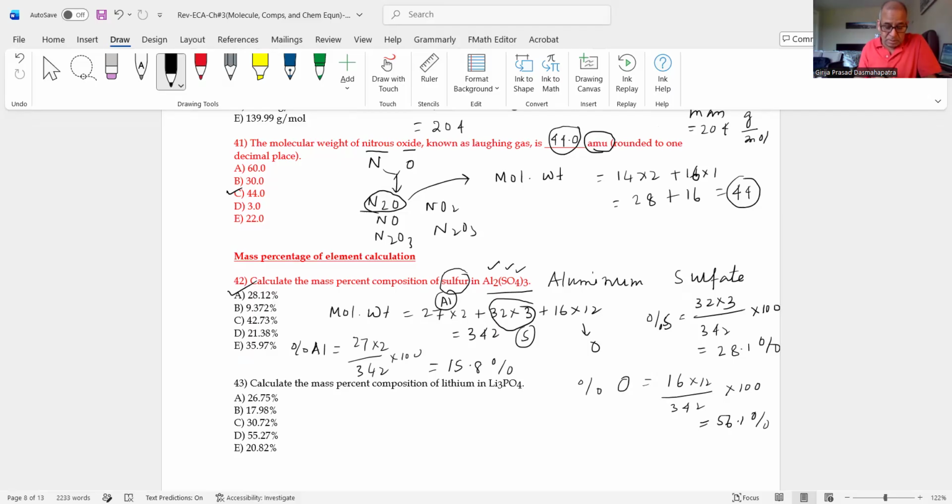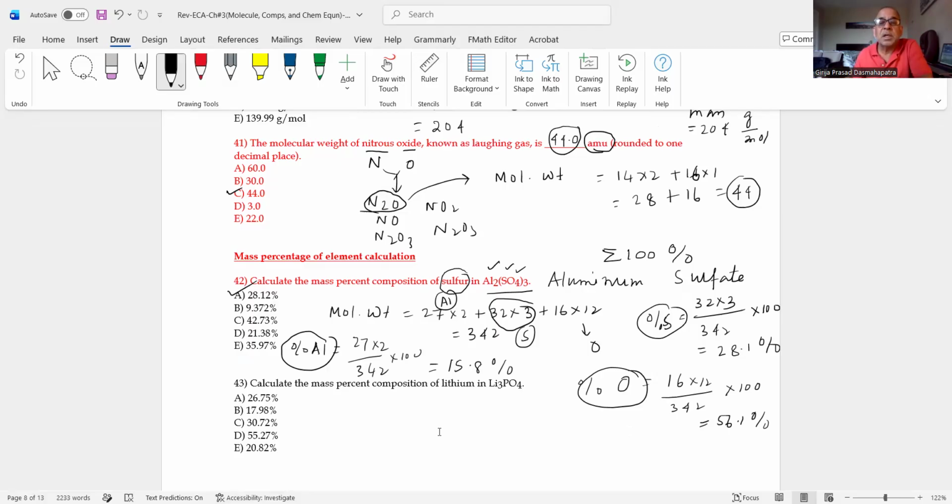let's see how much it is. 15.8 plus 56.1 plus 28.1. So if you add all of them, the percentage of aluminum, percentage of sulfur, percentage of oxygen, it will be 100%. So in any compound, the contribution of the mass of individual elements present together will be equal to 100%.